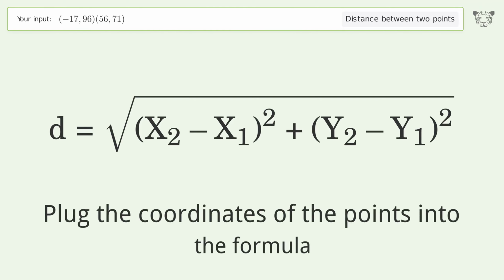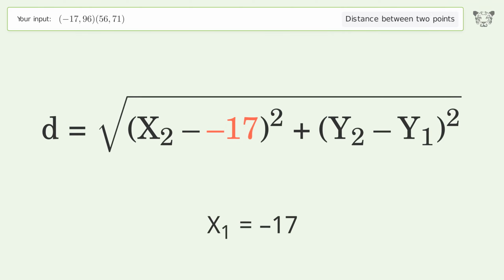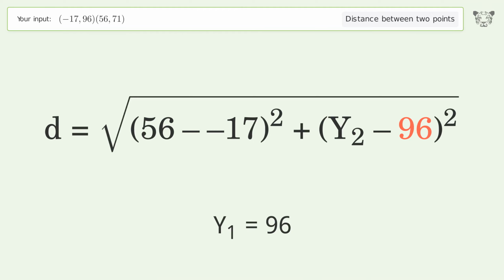Plug the coordinates of the points into the formula. x1 equals -17. x2 equals 56. y1 equals 96. y2 equals 71.